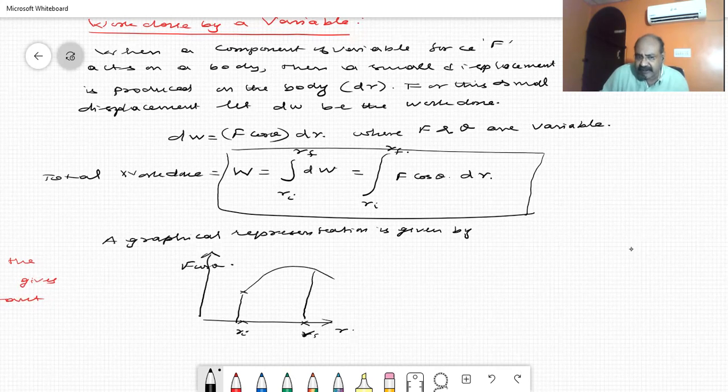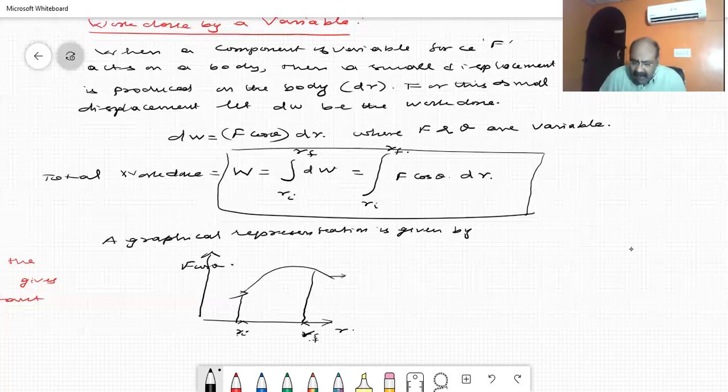So this line that I have drawn here is a variable force, and the two perpendiculars, one at r_i the initial position and another at r_f the final position. So the nature of the graph can't be a regular shape. Now here also the conclusion is that the area enclosed by the graph will give you the total work done.